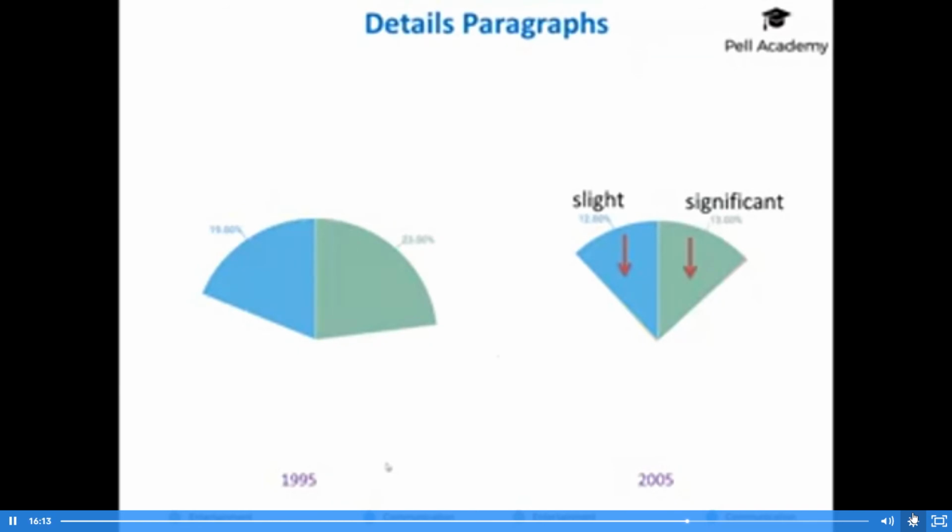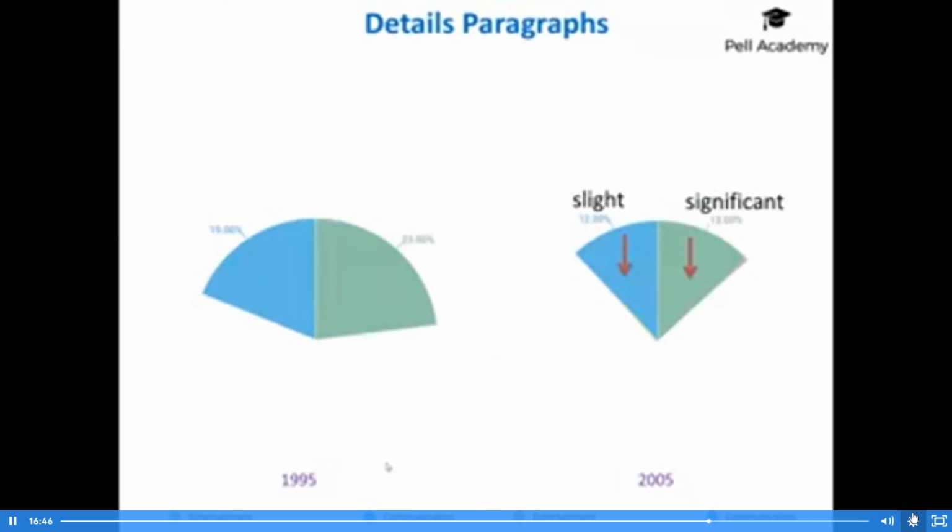So basically, you're going to describe communication went down from 19 to 12, and entertainment went down from 23 to 13, and that needs to be a full details paragraph. That alone isn't enough. You want around 50 words. It doesn't matter that it's exactly that, but you want it long enough that you're meeting the 150 word limit, the minimum limit on the word count.